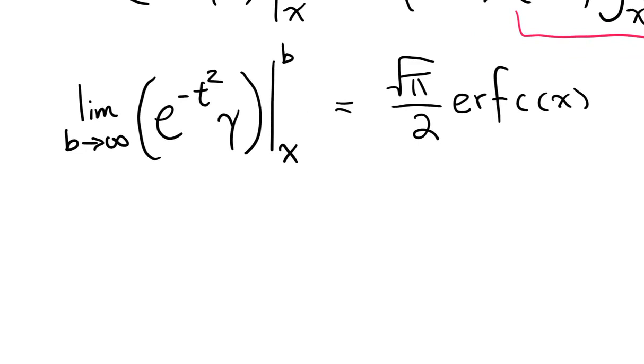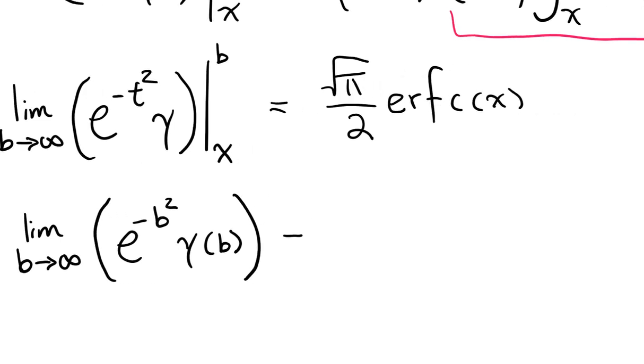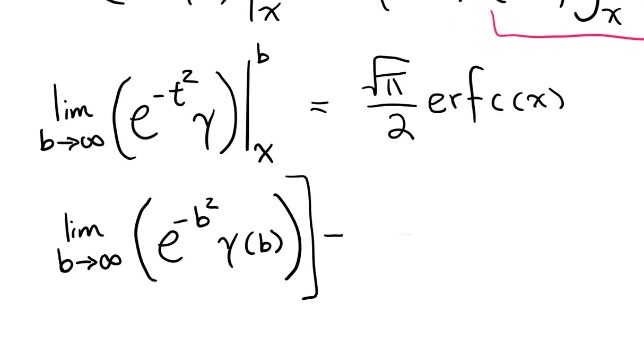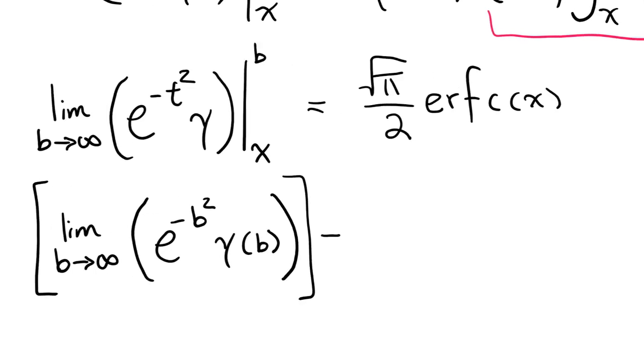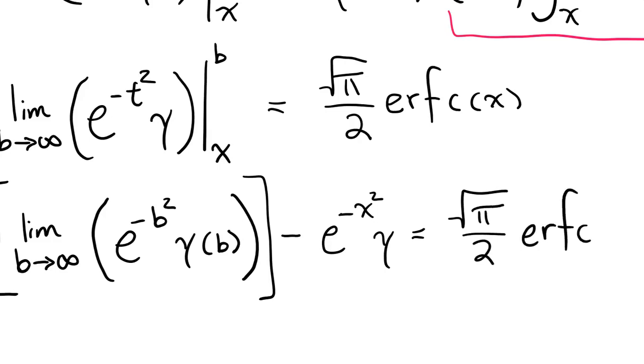Now, if we plug in our bounds, what we get is the limit as b goes to infinity of e to the minus b squared times y of b. And then this will be minus, and the next term won't have b in it, so we don't need to continue the limit. So this limit will be contained within the brackets. This will be minus e to the minus x squared times y. This is equal to root pi over 2 times the complementary error function of x.